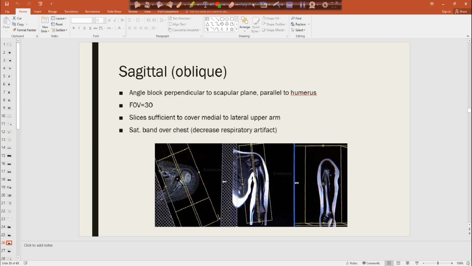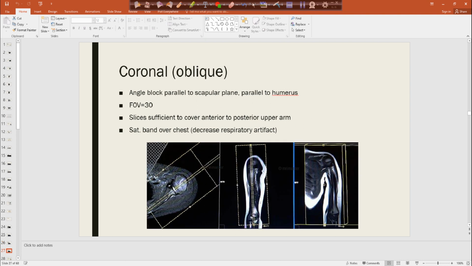Oblique sagittal. This is where we want to be perpendicular to the scapular plane. So here's our scapula. You could be perpendicular to that. Sometimes they just do a true sagittal, so they just get from the lateral side to the medial side of the patient. It depends on where you're at, but sometimes they angle perpendicular with the scapula. Sometimes they just get from lateral border to medial border. And then coronal parallel with that structure.